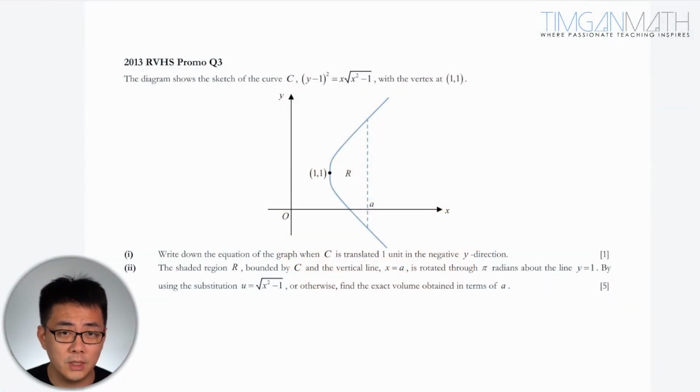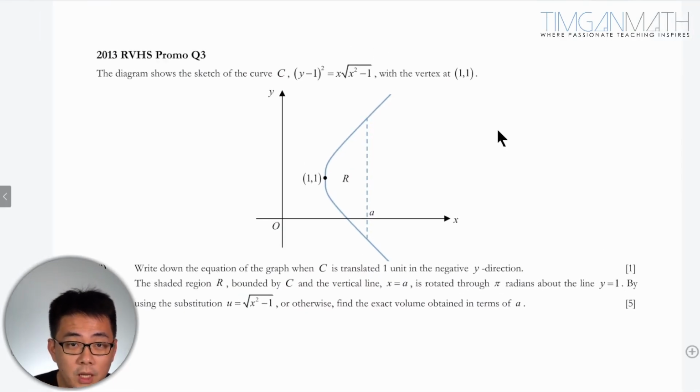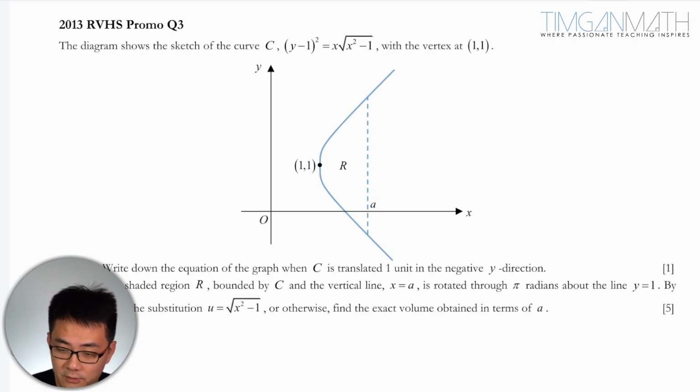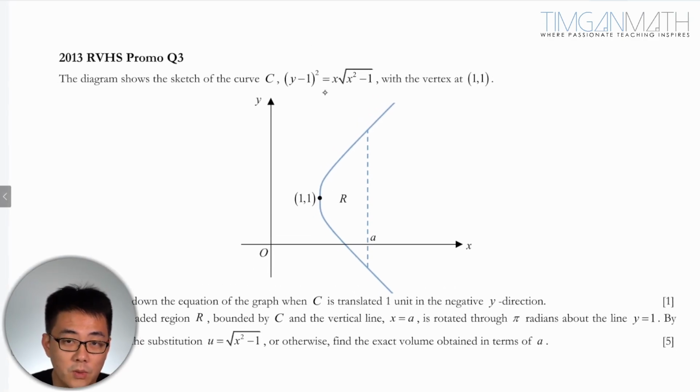Hi students, let's look at this question, which is taken from the year 2013 RVHS promo question 3. It is quite an interesting question. The diagram shows the sketch of the curve y minus 1 squared equals square root of x squared minus 1, with the vertex at (1, 1). So this is the vertex here, which is sort of like the end point.